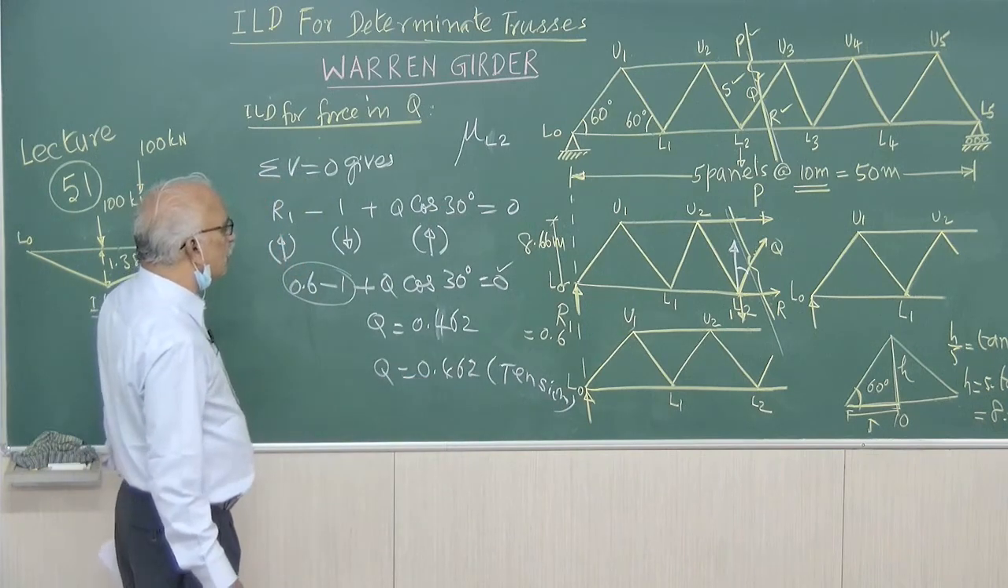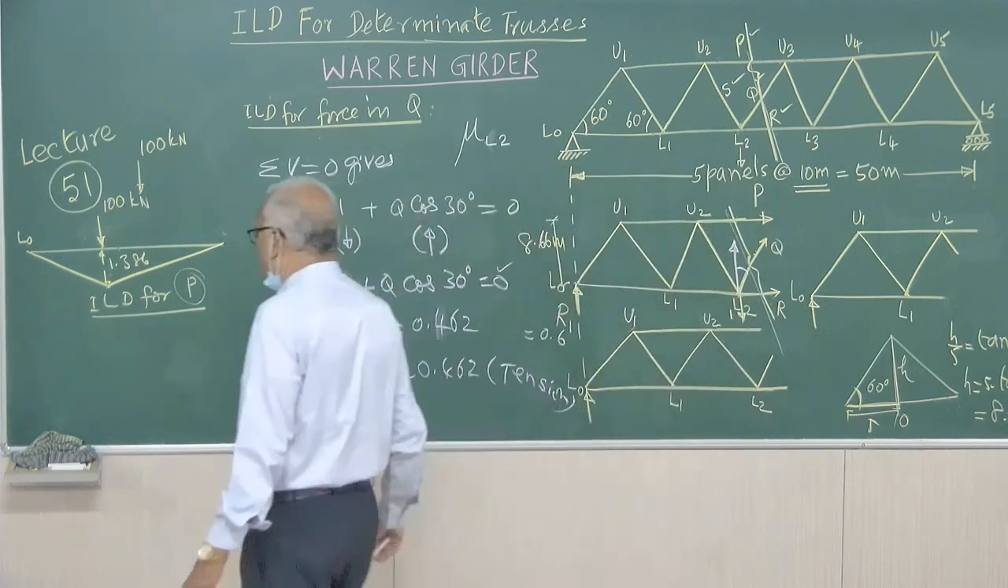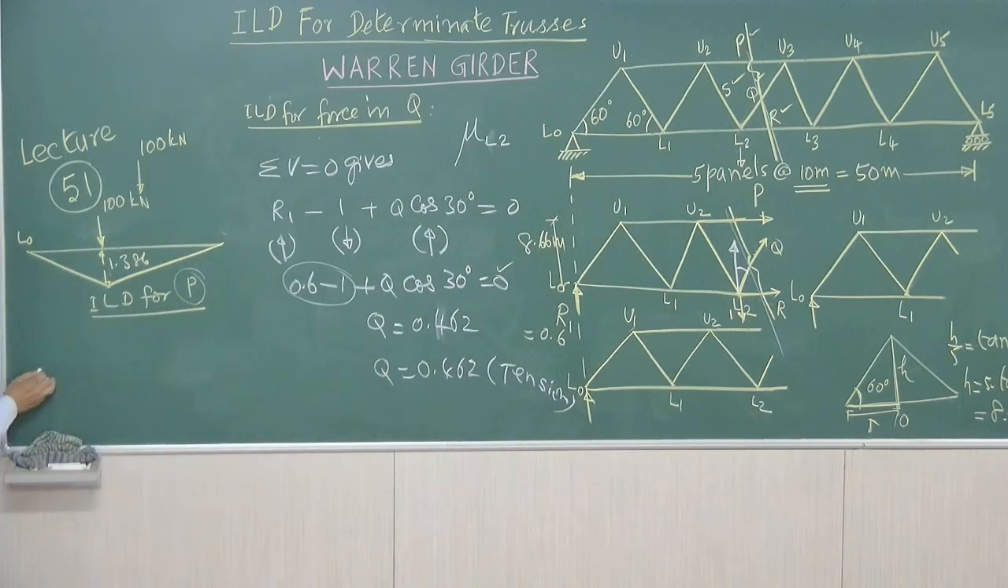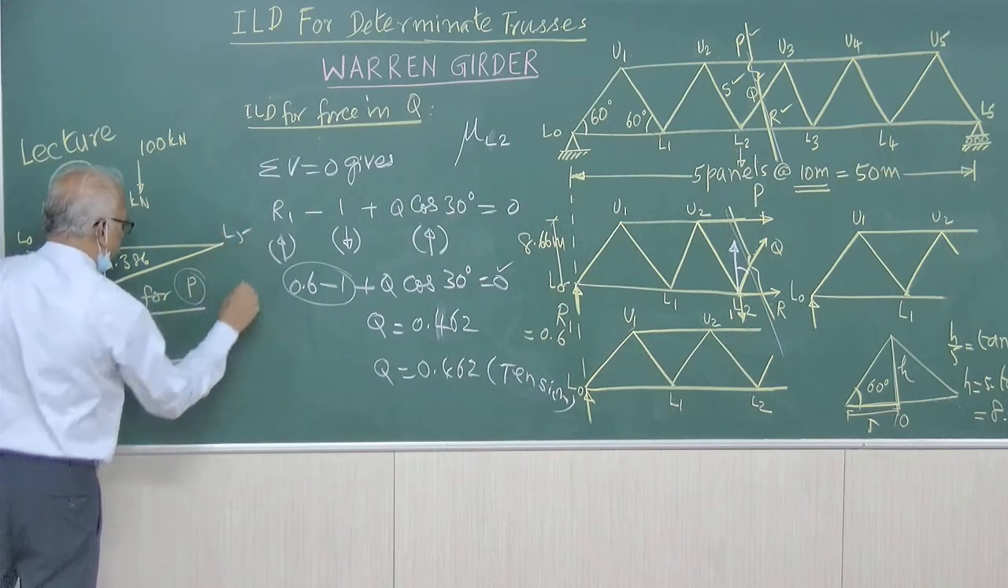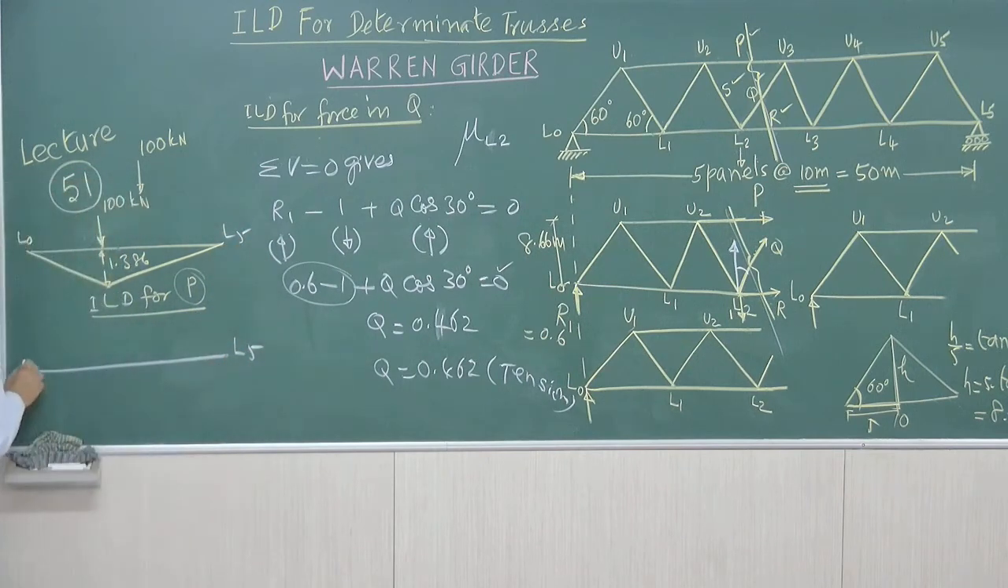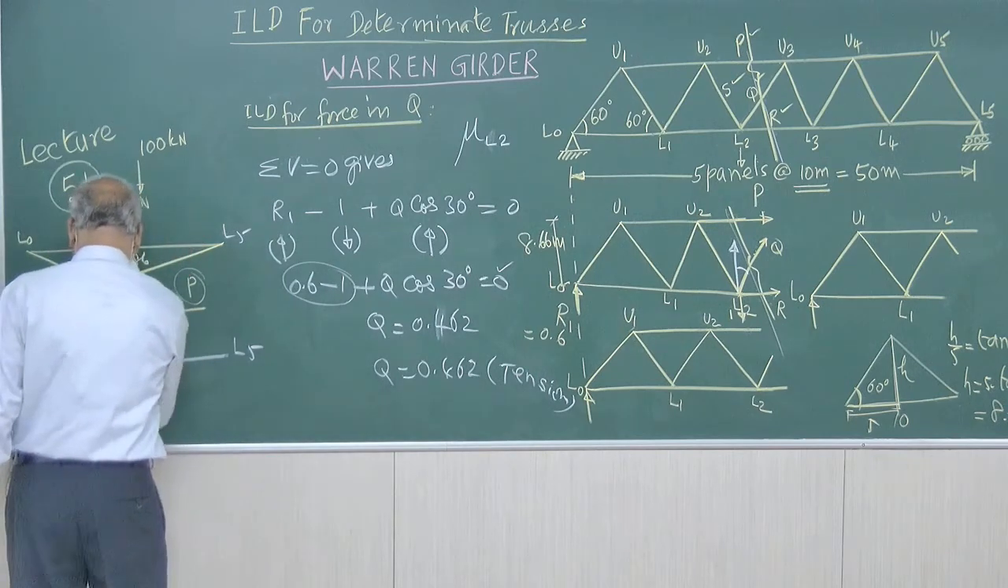When you apply the unit force at L2, now this member is under tension. Same L5, from one end to the other end of the truss. Right. Now, when we apply the unit force at L2, the member is under tension. So, it is this value equal to 0.462. Right. Let us wait for the further result.